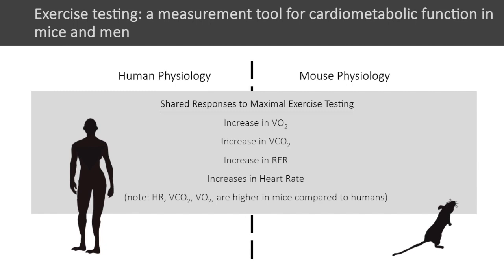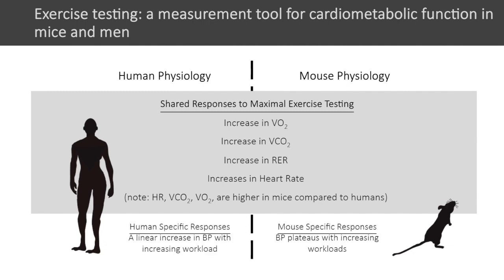And so I think it's important to not see just that the tests are similar, but to also understand how human and mouse physiology is similar. Obviously, there's quite a large size difference in mice and humans, but despite the size difference, they both have shared responses to maximal exercise testing. Both undergo increases in oxygen consumption and carbon dioxide respiration. We have increases in that ratio of VCO2 to VO2, known as respiratory exchange ratio or RER. There's an elicited increase in heart rate. However, it is important to note that heart rate, VCO2, and VO2 are slightly higher in mice compared to humans.